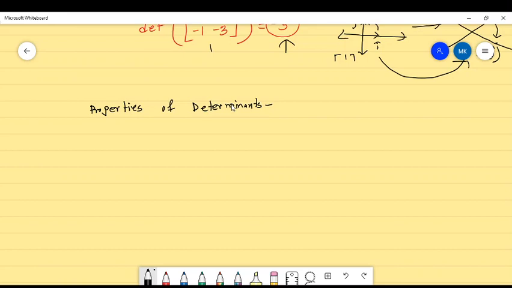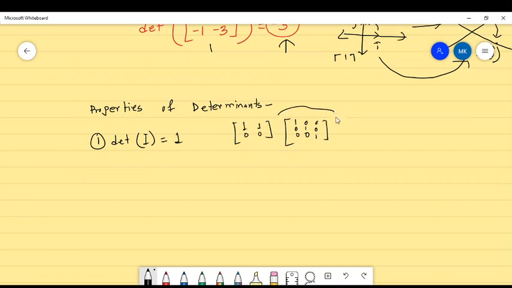Our first property is that the determinant of an identity matrix is 1. I hope you all know about identity matrices. This is an identity matrix in 2D space, and this is an identity matrix in 3D space. These all have a determinant of 1. So this is our first property.